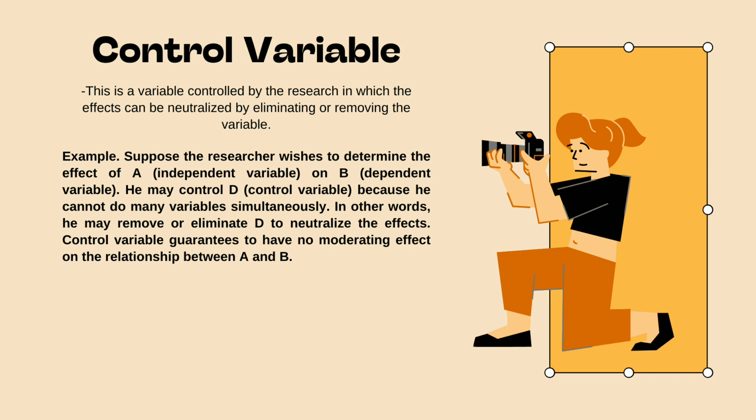For example, suppose the researcher wishes to determine the effect of A or independent variable on B or dependent variable. He may control D or controlled variable because he cannot do many variables simultaneously. In other words, he may remove or eliminate D to neutralize the effects. Controlled variable guarantees to have no moderating effect on the relationship between A and B.